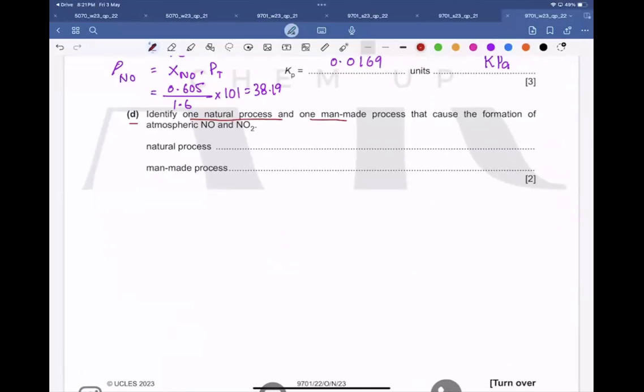Identify one natural process and one man-made process that causes the formation of atmospheric nitrogen monoxide and nitrogen dioxide. Okay, so the natural process is lightning, and the man-made process is the internal combustion engine, which causes the combustion of nitrogen gas, and as a result it reacts with the oxygen from the atmosphere to form nitrogen oxides. Is this clear to all of you? Yeah, but do mention combustion in car engine.